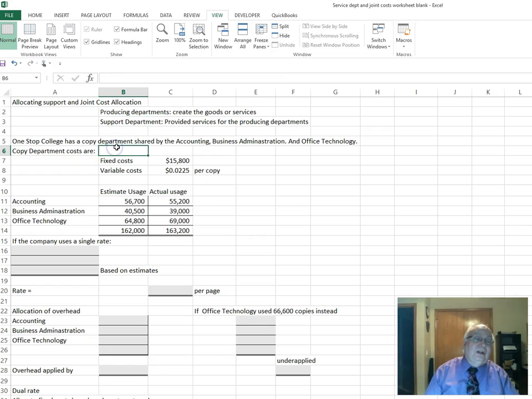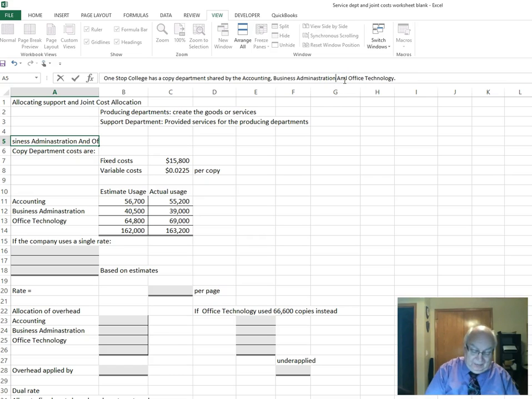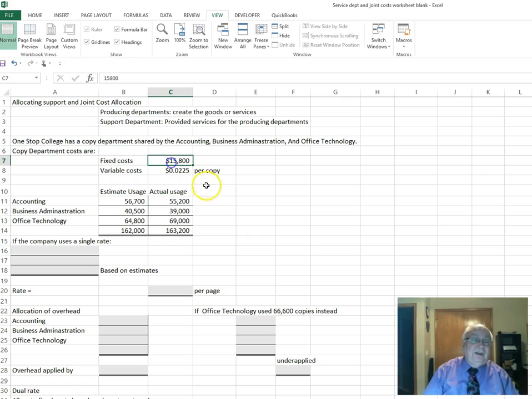Okay, so we have an example here. We want to start off with just one support department, which is a copy department. One Stop College has a copy department, and it's shared by the accounting, business administration, and office technologies departments. Here are the fixed costs: it's $15,800, and the variable costs are 0.0225, so 2 1/4 cents per copy. So it's got fixed and variable components in it.